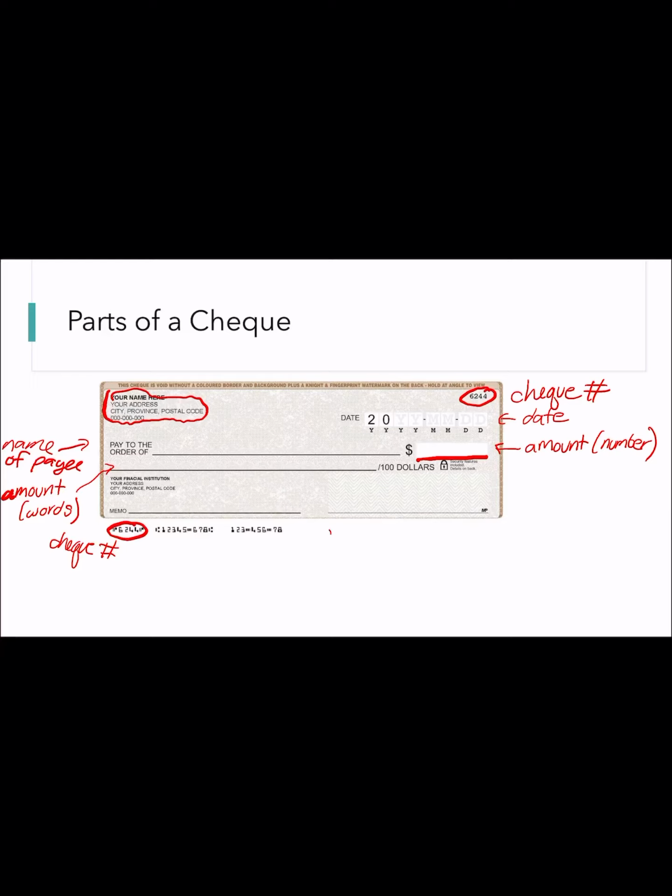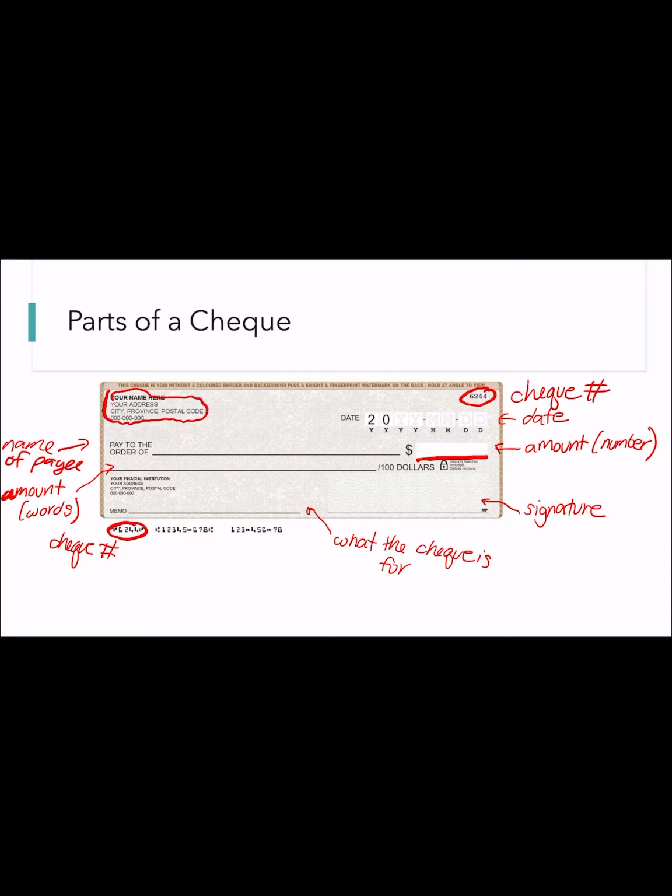This here is what the check is for. You don't need to fill out this part. But it's very helpful if you are, say, post-dating checks. You could write, I don't know, May rent or something like that. Just a little note to say what it's for. This line here is where you sign. So this is where you write a signature.